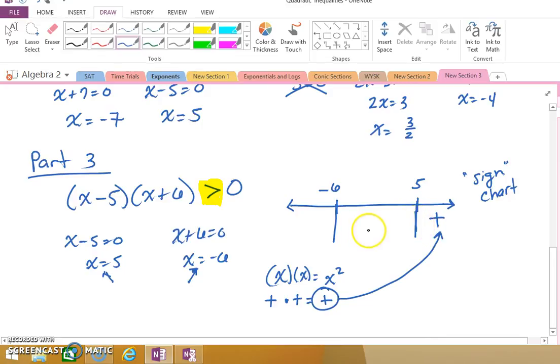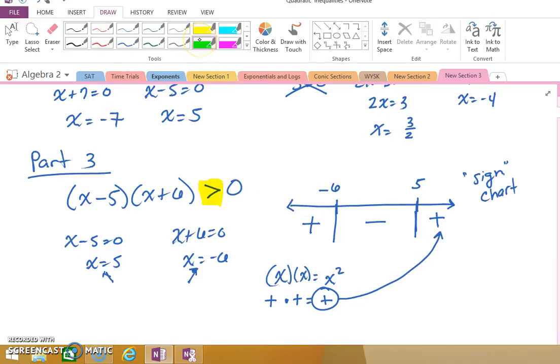Now, every time we jump a line, we change signs. We get a positive, a negative, and a positive. So what this sign chart is telling you then is that anytime you plug a number in that's greater than 5, you're going to get positive values. Anything between negative 6 and 5 is a negative value, and anything less than negative 6 is going to be positive values.